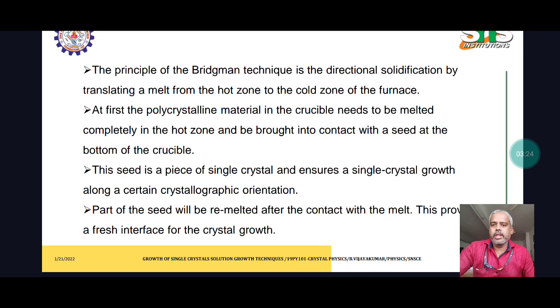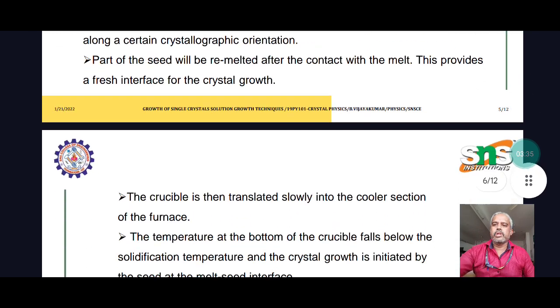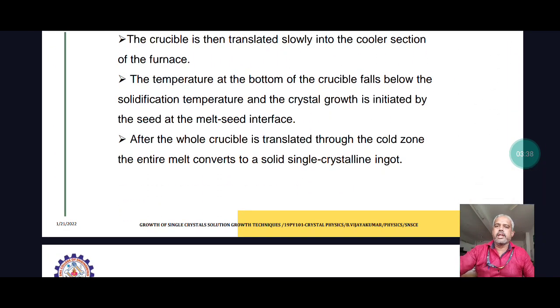Then a part of the seed will be remelted after contact with the melt, to provide a fresh interface for crystal growth. The crucible is then translated slowly into the cooler section of the furnace. The temperature at the bottom end of the crucible falls below the solidification temperature, so the melt-seed interface moves and the crystal grows in thickness. After the whole crucible is translated through the cold zone, the entire melt is converted into a solid single crystal.